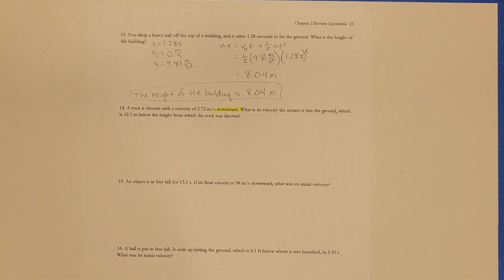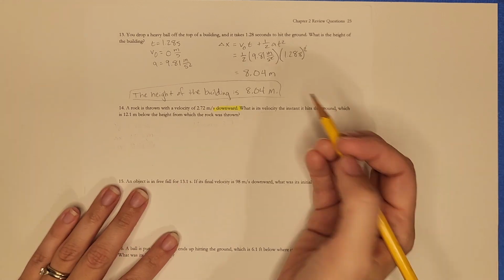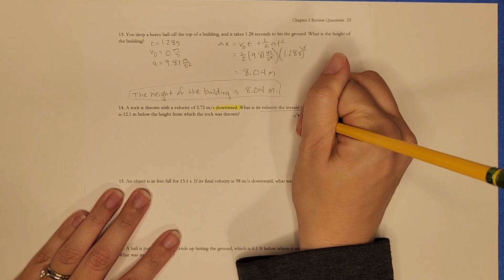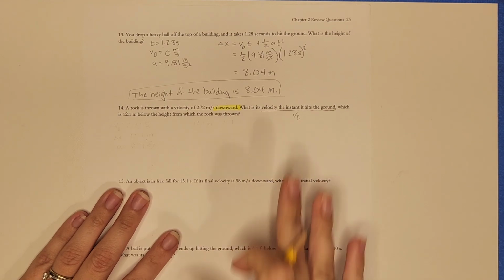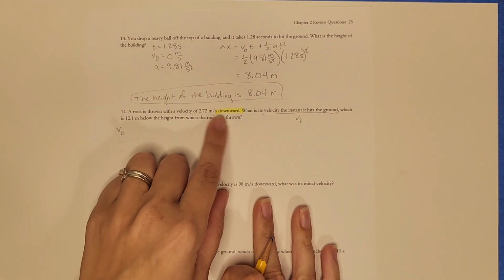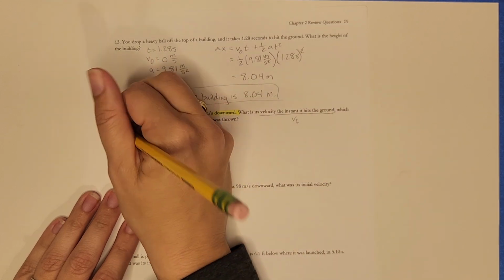Question 14. A rock is thrown with velocity of 2.72 meters per second downward. What is its velocity the instant it hits the ground, which is 12.1 meters below the height from which the rock was thrown? Okay, so what we're being asked for is its velocity the instant it hits the ground. That's going to be velocity final, VF. Let's write out what else we know. We know the initial velocity is 2.72 meters per second downward.